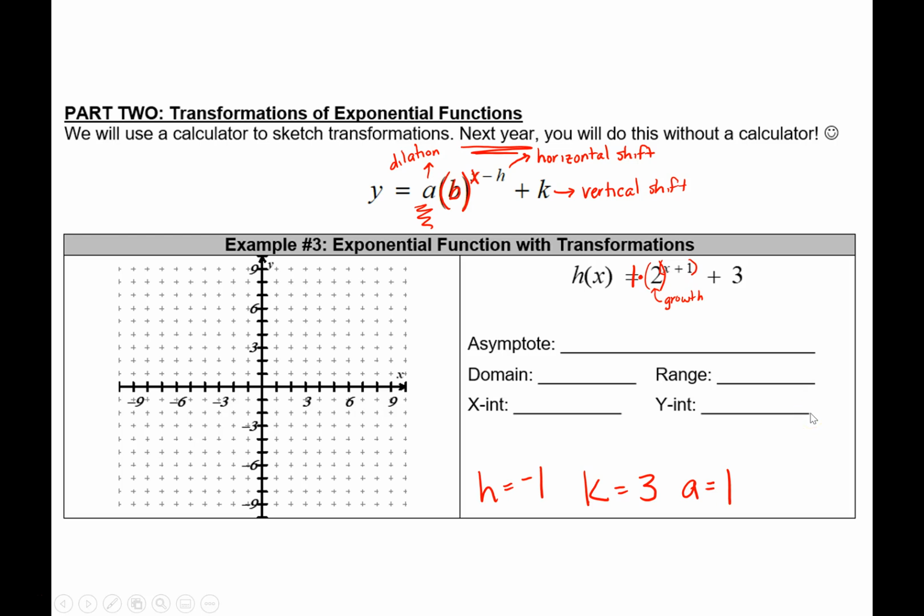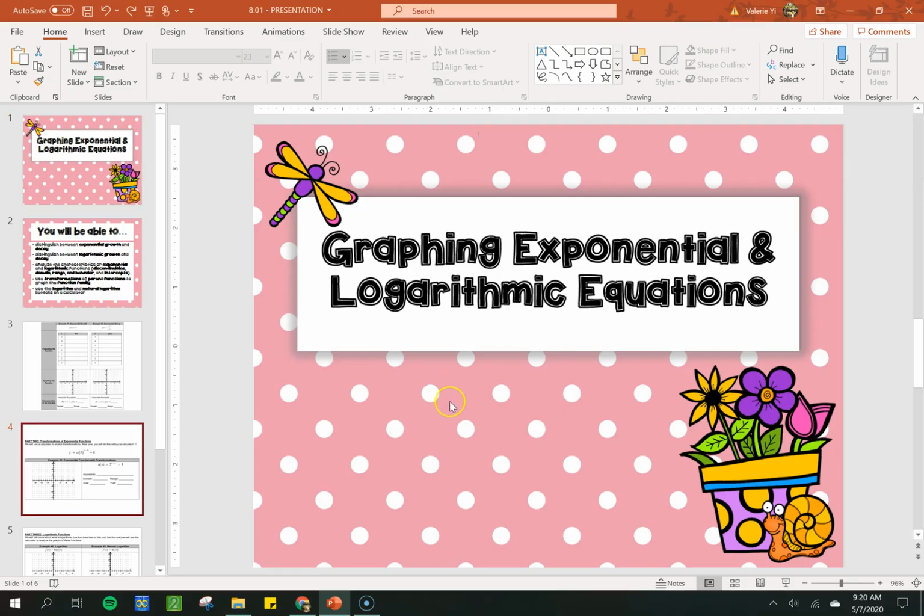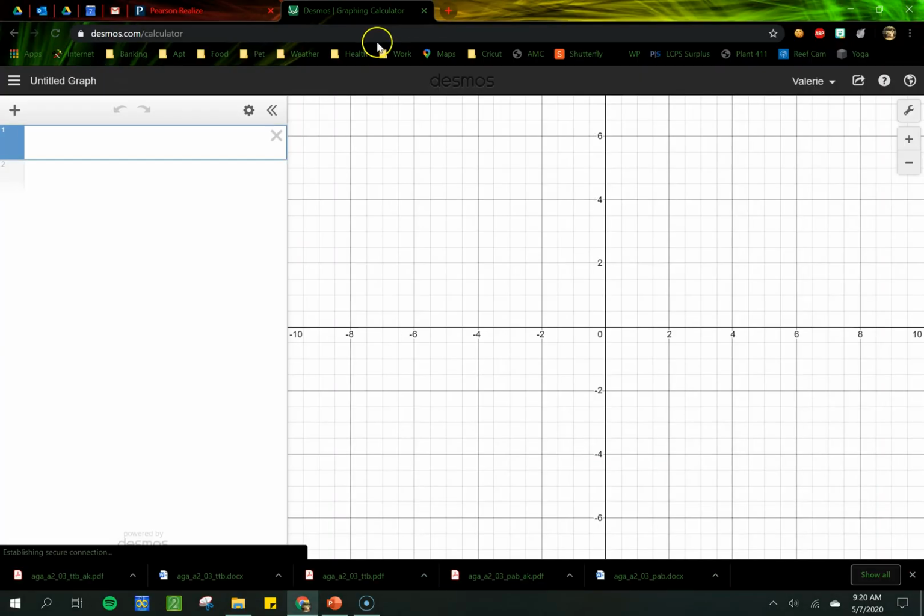Okay, so let's go ahead and swap over to Desmos and graph this function. So in Desmos, I'm going to put y is equal to 2, and I'm going to use my Shift 6 to get up into the caret. Now I am going to put parentheses here so that my entire exponent, x plus 1, stays up in the top.